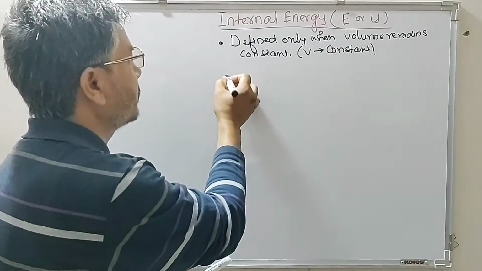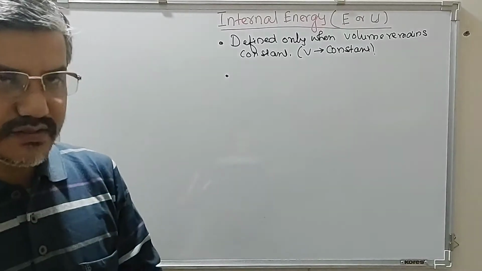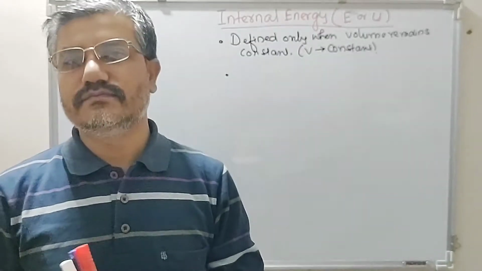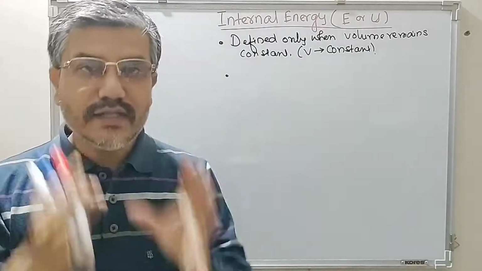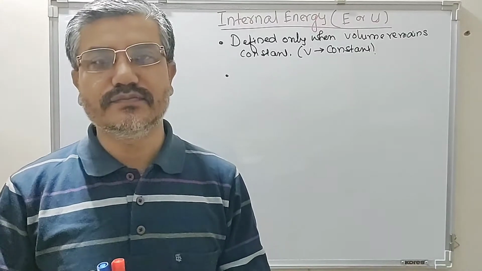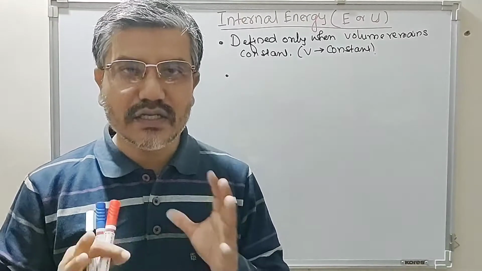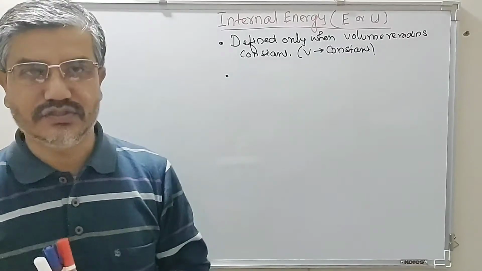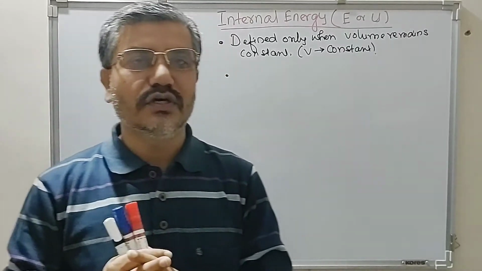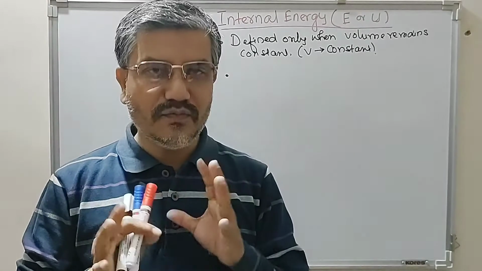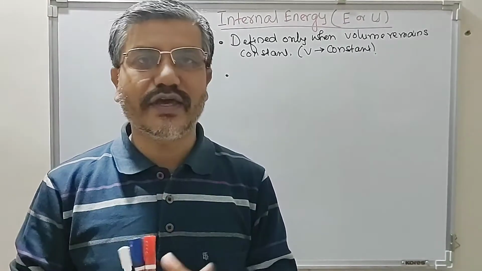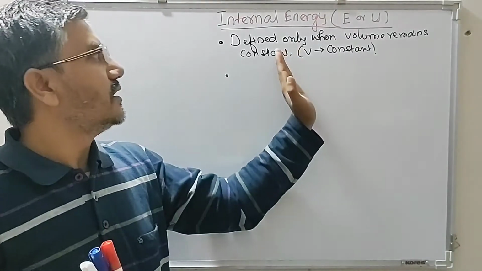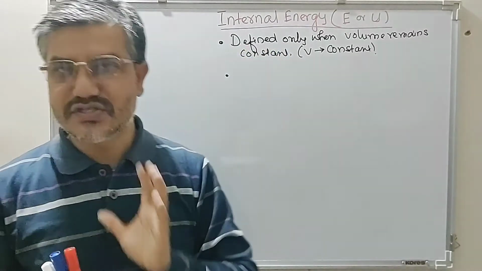Now coming to the definition part of this internal energy. Now we have a system. Now system is under constant volume. Okay. Now this system, the total energy content of the system due to its chemical composition at constant volume condition is known as internal energy. So I repeat the definition: total energy content of the system by virtue of chemical composition at constant volume is known as the internal energy of the system.